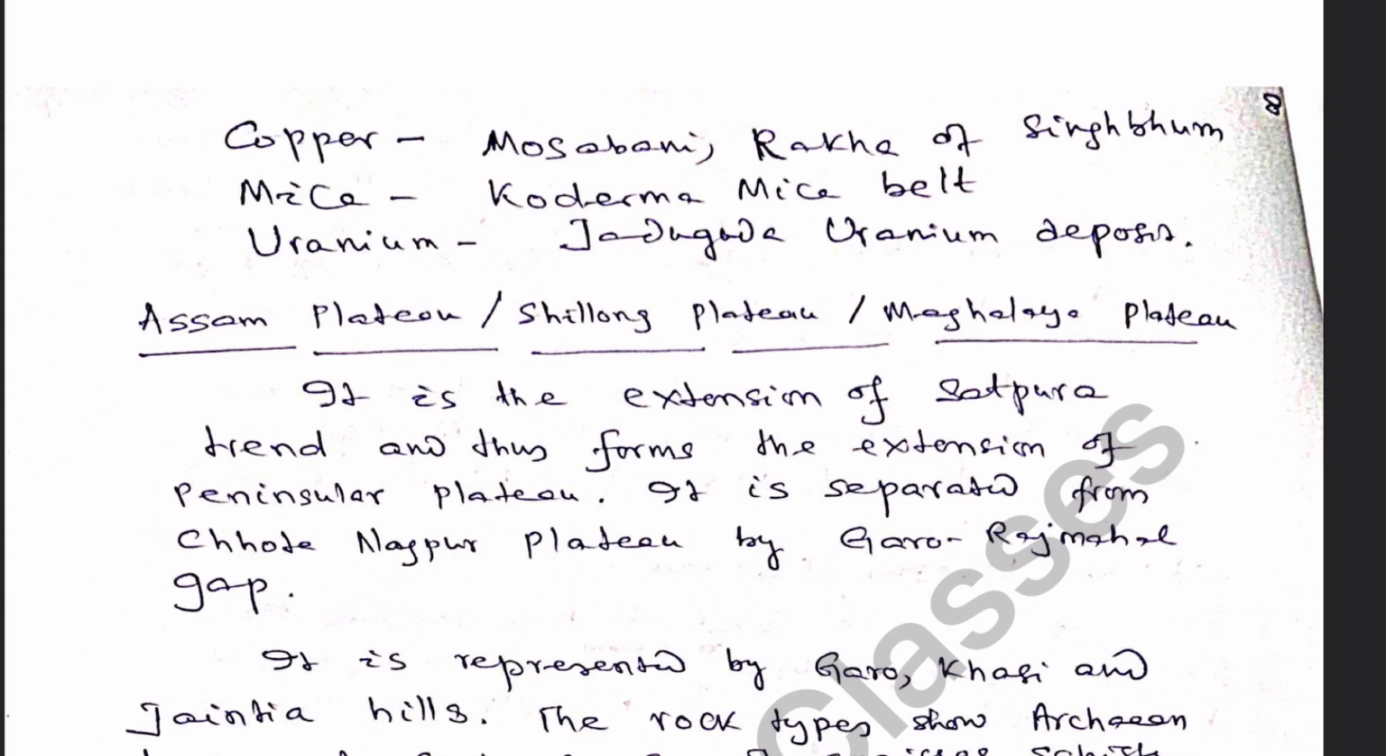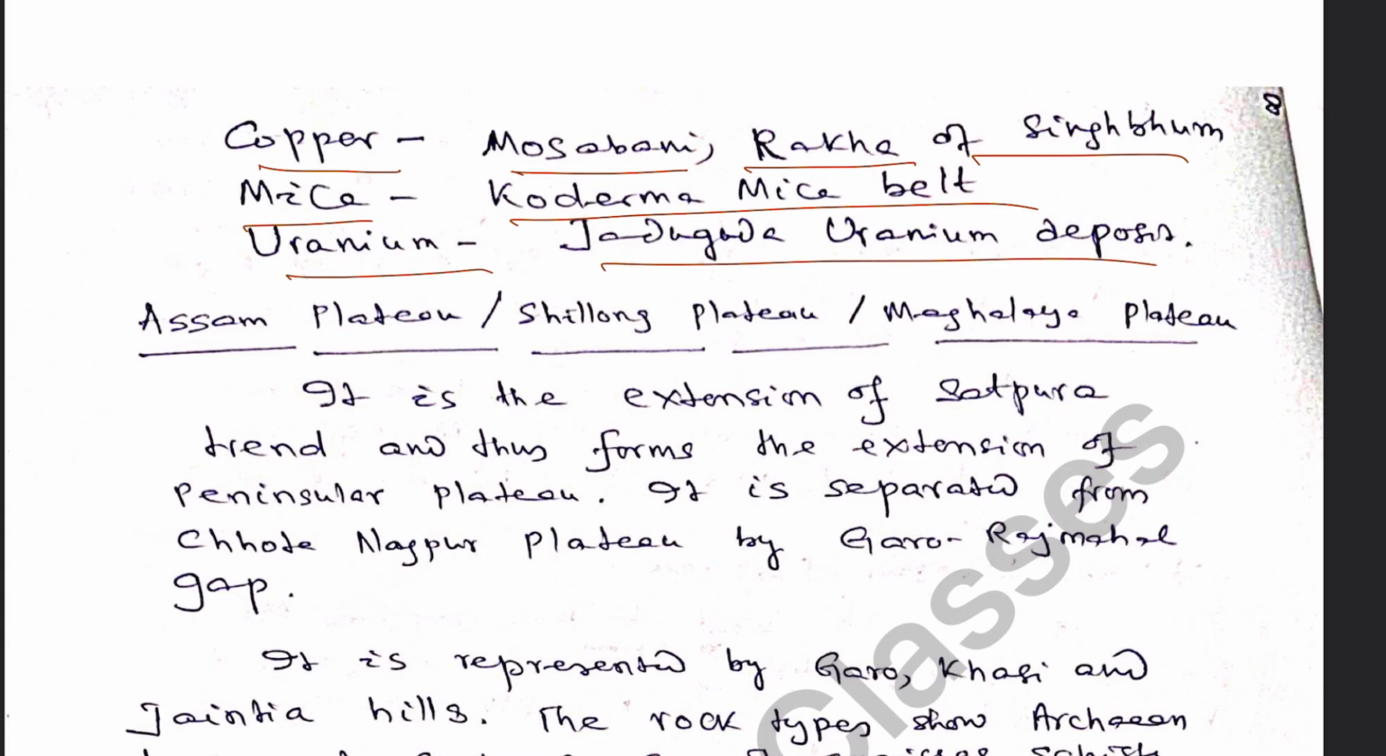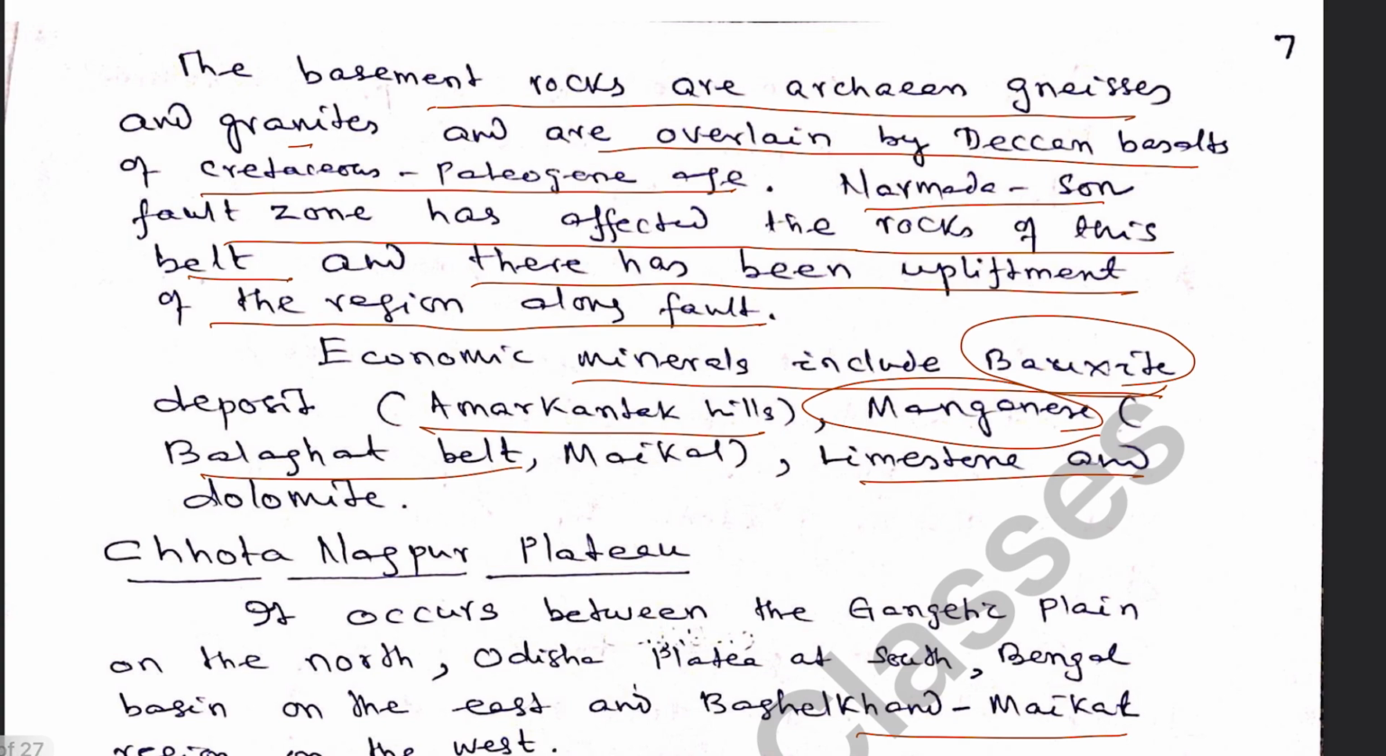The copper deposits in Musabani, Rakha of Singhbhum, mica in Kodarma mica belt, uranium in Jaduguda mines of Bihar. So these are the economic mineral deposits which are associated with this plateau region.